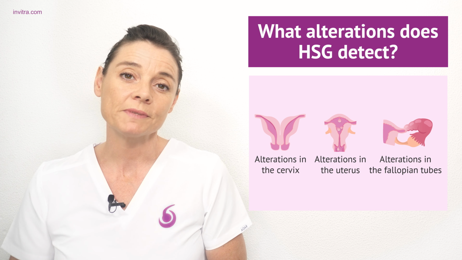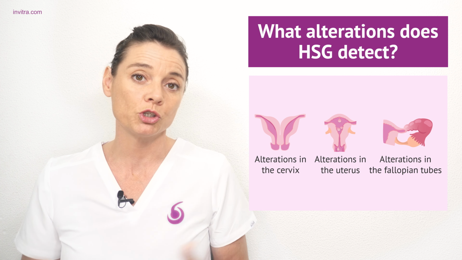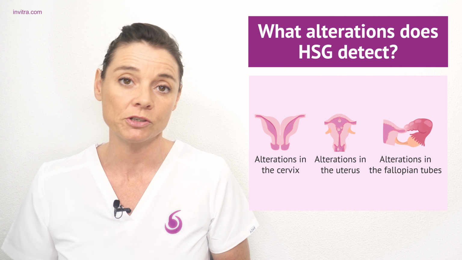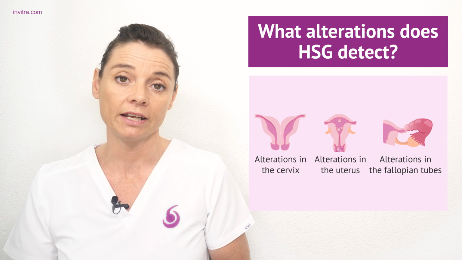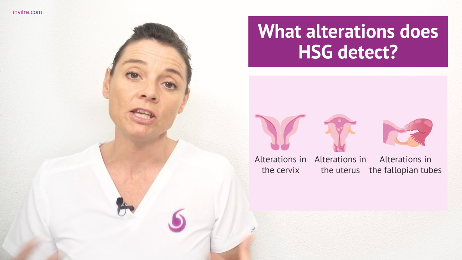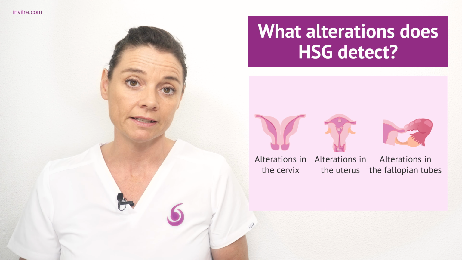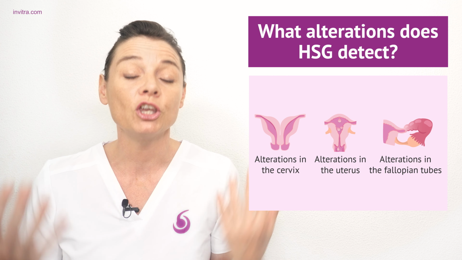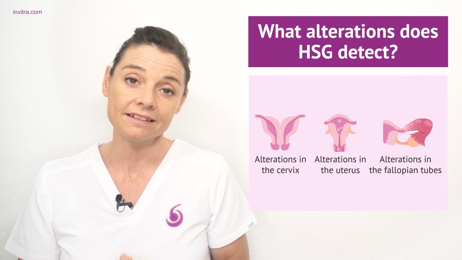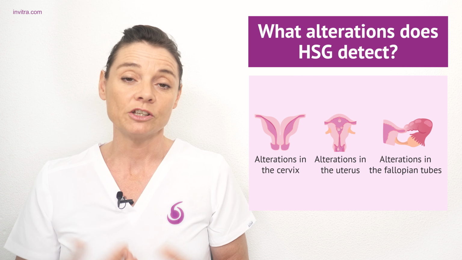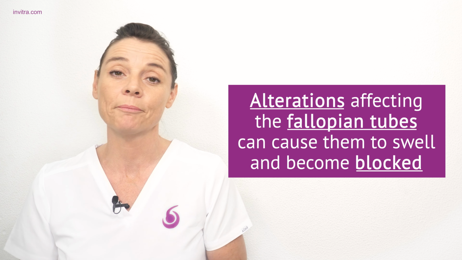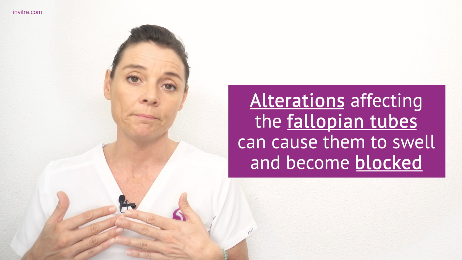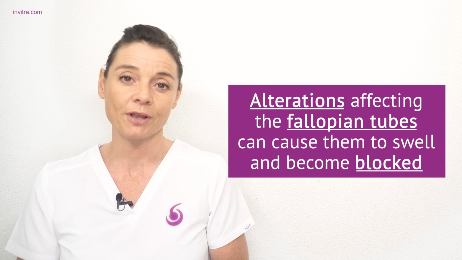It can detect problems in the fallopian tubes, so blocked tubes due to things such as endometriosis, which is where uterine tissue is growing outside of the uterine lining, or indeed inflammation of the fallopian tubes, salpingitis, or an accumulation of liquid inside the fallopian tubes, leading to obstruction, called hydrosalpinx. All alterations involving the fallopian tubes cause them to swell and become blocked, leading to a big obstacle in the process of becoming pregnant.